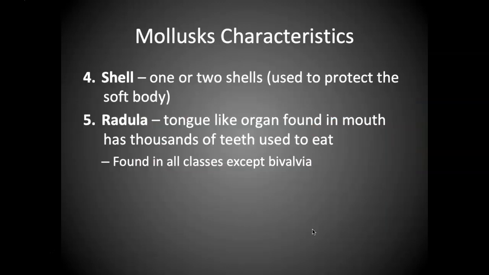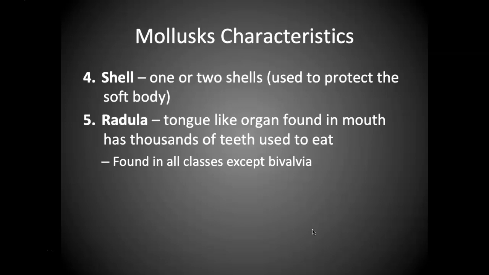Next, most of our mollusks are going to have a shell. Okay, it's either going to be one part or two parts depending on the different class of our mollusks. And this, once again, is used in order to protect that relatively soft body that they have, or that visceral mass. And then they have a special type of feeding structure.